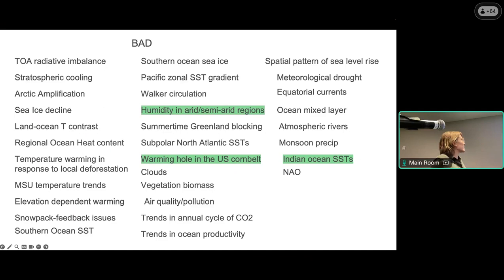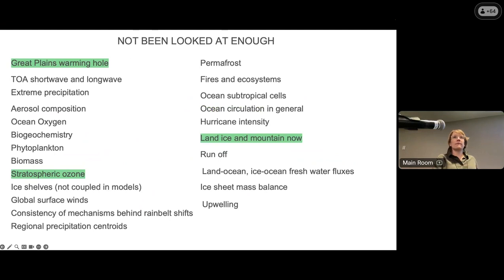Okay, and then not been looked at enough. And I think this is where there's the opportunity, and this opened up a lot of things, especially to do with the ocean or other components of the Earth system, permafrost, fires, and you can see it all here. Some of them appeared before, like ice and the warming hole and stratospheric ozone, but there's clearly a lot of work to do to investigate more trends.